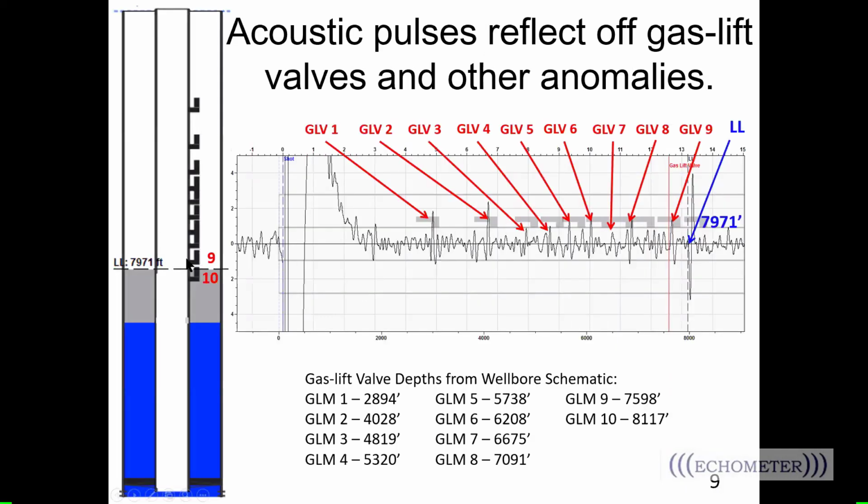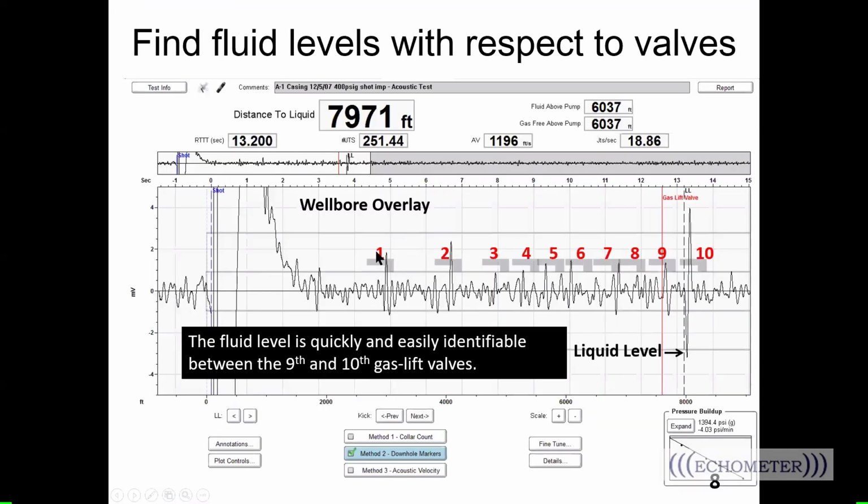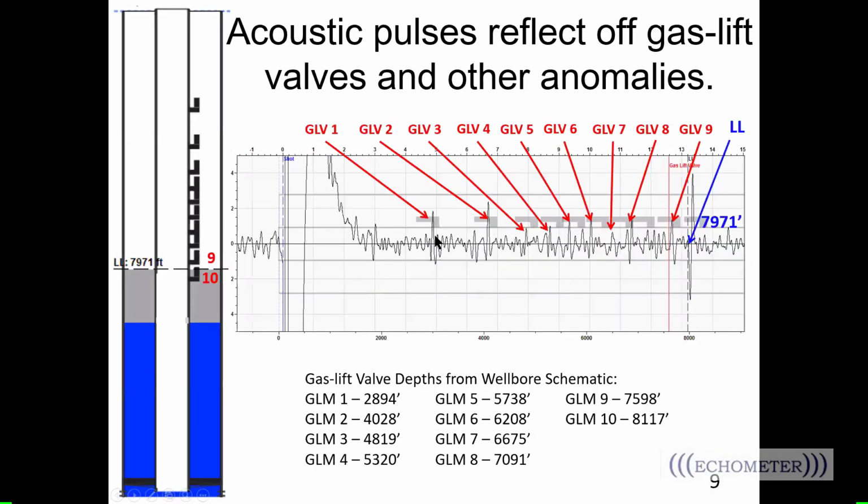This is the same shot here, and you see I have the numbers with each one of those mandrels. But now I have the gas lift valve, with an arrow pointing to each one of the actual reflections. And if you look here, the reflections don't exactly line up with each one of those valves. And that's because the acoustic velocity is changing.